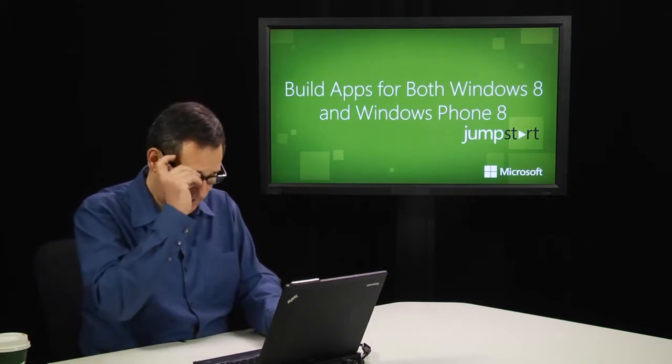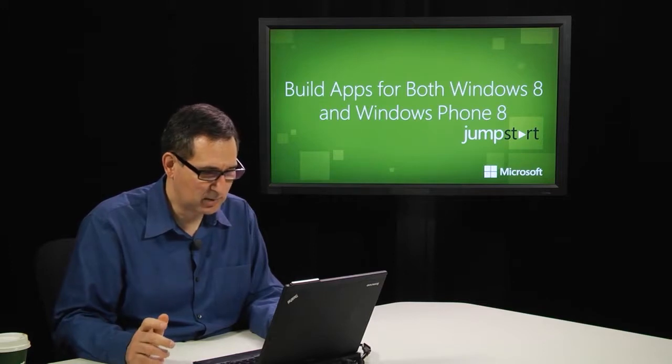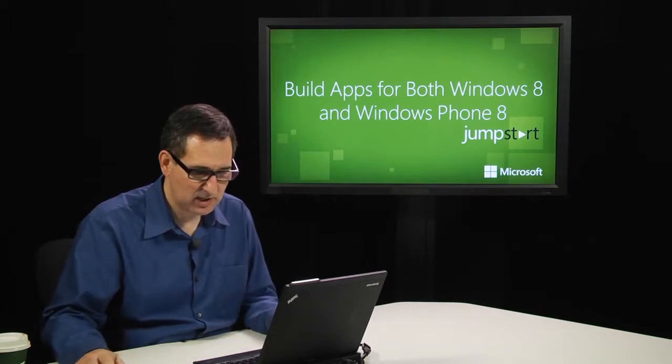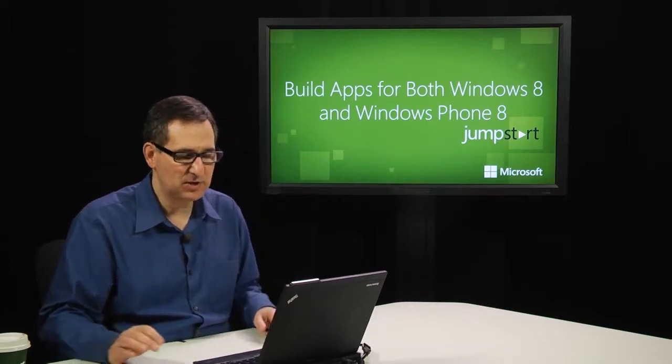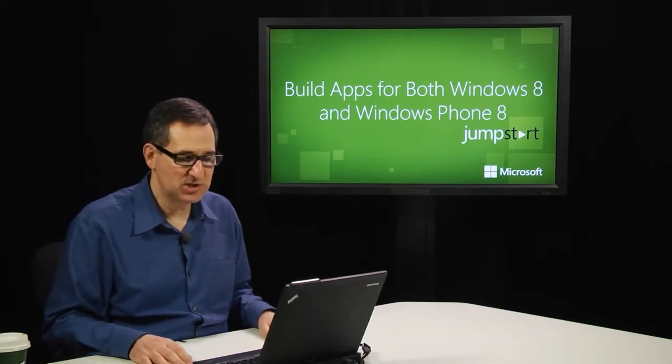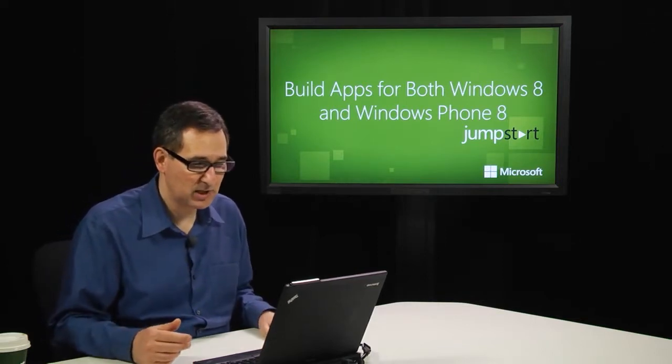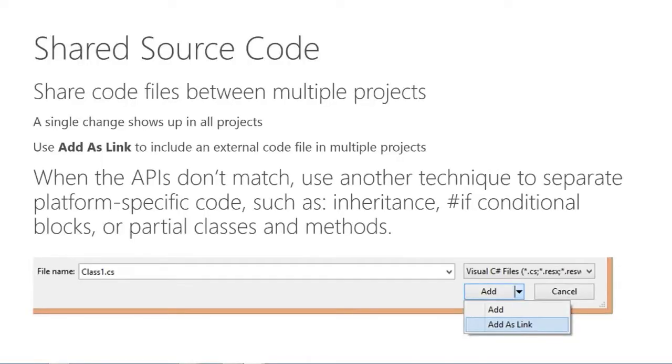Okay, let's get back, and we talked about portable class libraries. Let's talk about another simple way of sharing code between projects, which is just sharing the actual source code. So in many cases, you may have source code that you would share that is virtually identical between a Windows Phone project and a Windows 8 project.